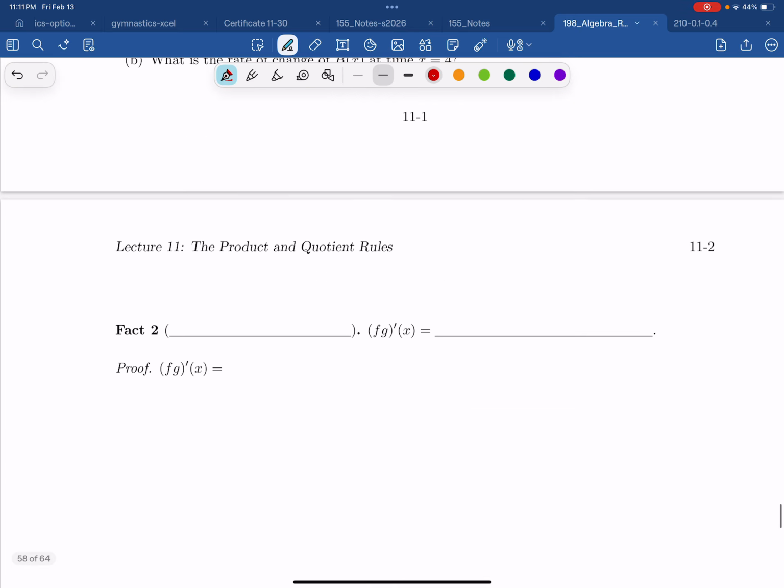And the way to do this is with the product rule. Yes, you need to know what I'm about to write. No, you do not need to know the proof that follows. The derivative of f times g of x is f prime of x g of x plus g prime of x f of x. Okay?